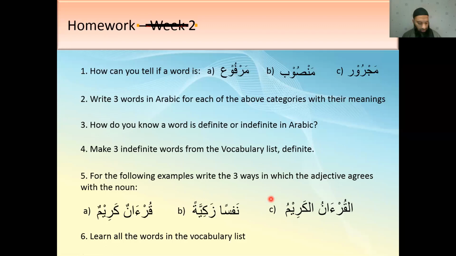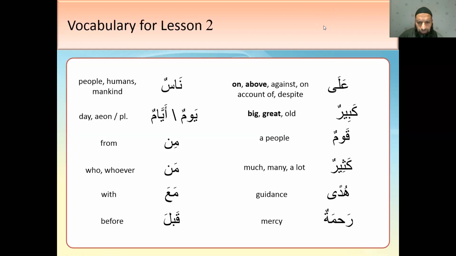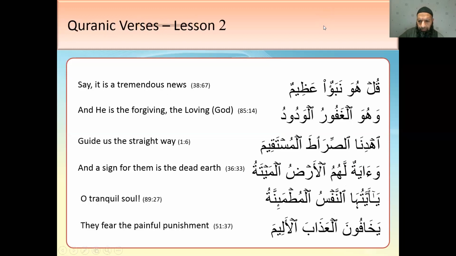Any last questions before we finish? We've got two to three minutes left. Anybody want to ask anything? Yeah, I've got one question. It's to do with the previous slide. You know the Quranic verse, they fear the punishment. The word punishment, is it al-alim? No, al-adhab. Sorry, not al-adhab, punishment, painful. I meant painful. Yeah, al-alim. Al-alim is painful. Okay, exactly.